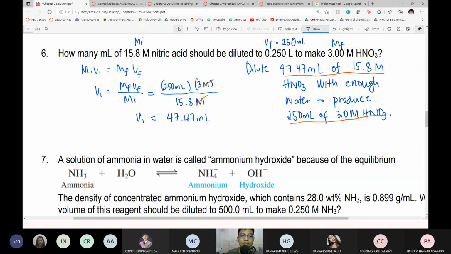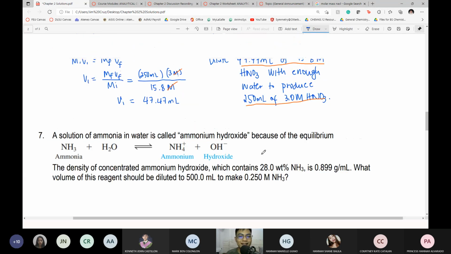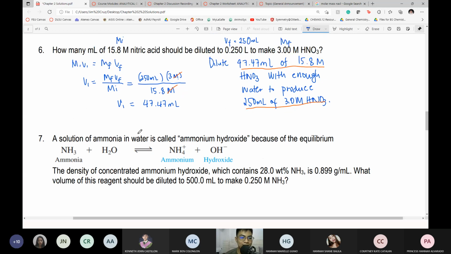Next one. Hindi ko sasagutan to, kayo na. Okay. Look at the next problem, number 7. So, sabi dito, the concentration is 28% by weight. Ito daw yung density. Tapos, ang final na solution mo ay 500 ml of 0.25 molar. So, ano sa tingin niyo yung gusto niya gawin sa life? So, given that your final concentration and the final volume is this, and yung initial concentration mo ay percent weight. So, ano yung technique na gagawin niyo dito?